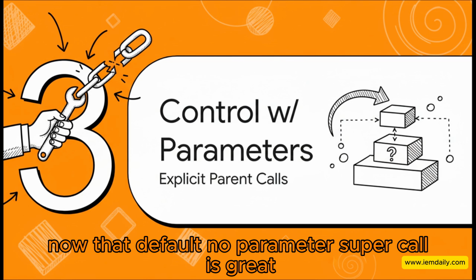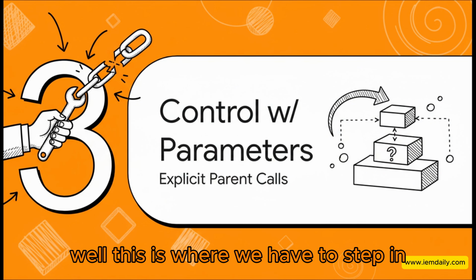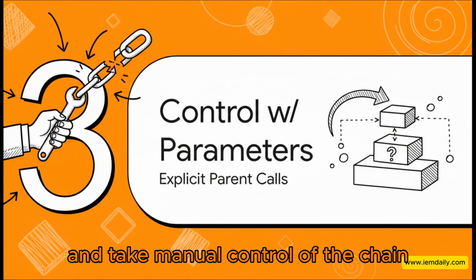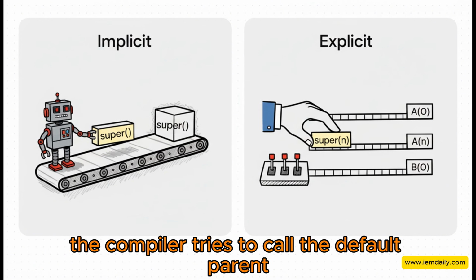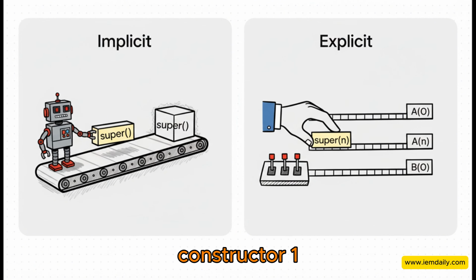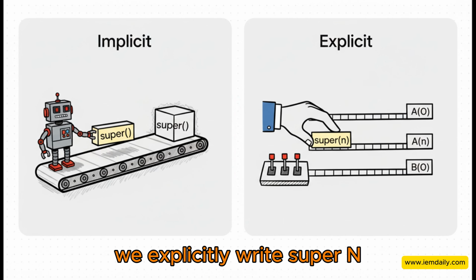Now, that default no-parameter super call is great, but what happens if our parent's constructor actually needs some information? What if it needs parameters? Well, this is where we have to step in and take manual control of the chain. And this slide lays it out perfectly. On the left, if we do nothing, the compiler tries to call the default parent constructor, one with no arguments. But on the right, we explicitly write super(n).